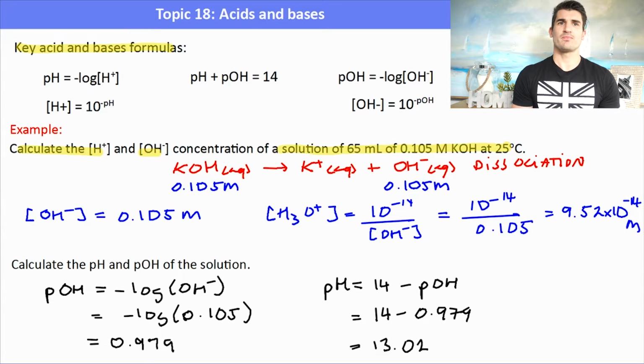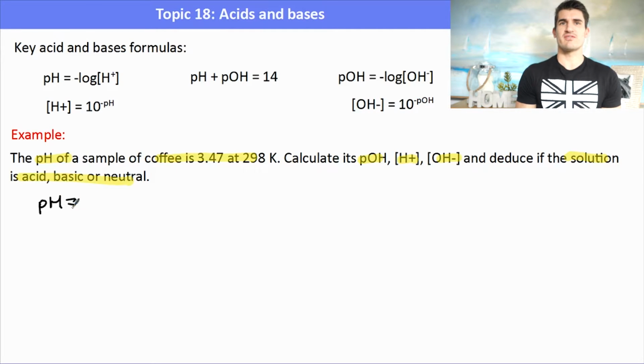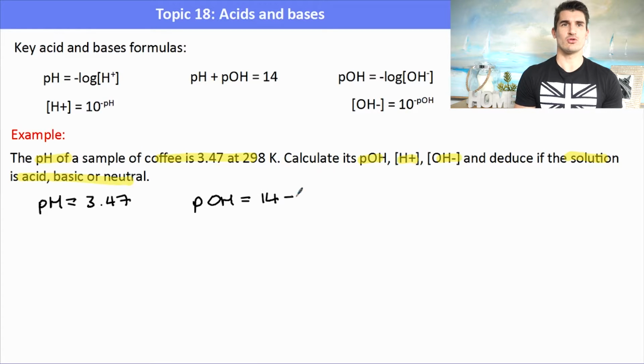Okay, another example. The pH of a sample of coffee is 3.47 at 298 K. Calculate its pOH, H plus, OH minus, and deduce if the solution is acidic, basic, or neutral.